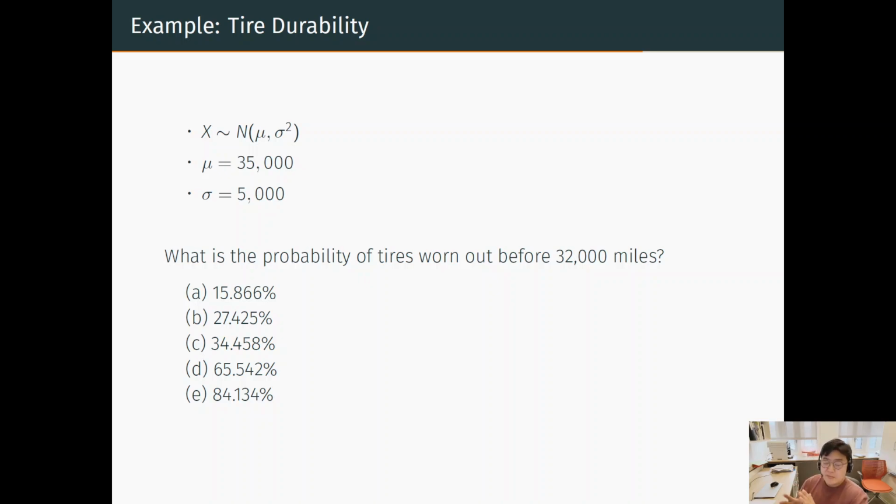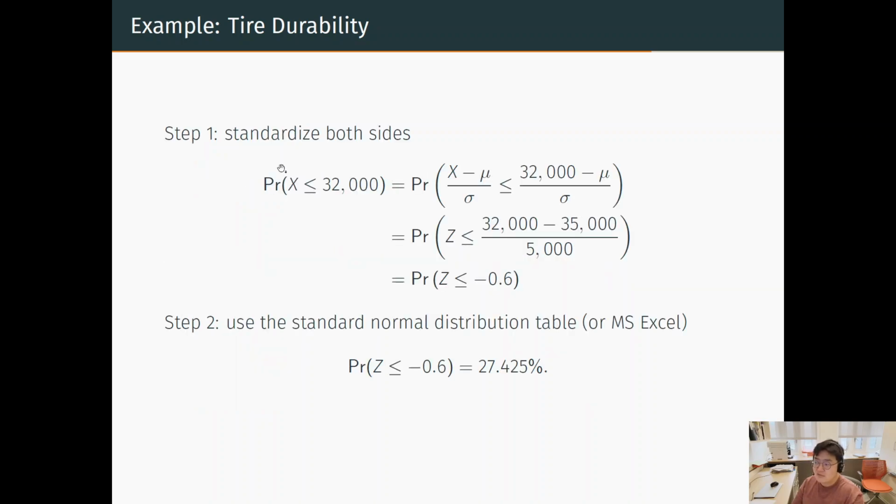Okay, so let's think about this question. What is the probability that a tire wears out before 32,000 miles, right? So first, we are calculating this probability, but we are going to standardize x to make it a standard normal distribution. We know the result, but at the same time, we have to work on the other side. So subtract the mean, divide by the standard deviation.